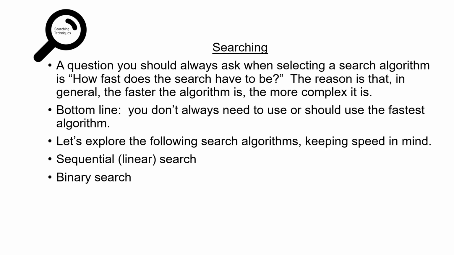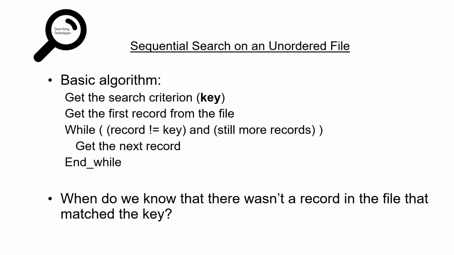Let's begin. We have what we call sequential search, which we somehow implement using linear search. When we say sequential, it is one after the other, one by one until you find the one you are looking for. So what is the basic algorithm? First, get the search criterion. What are you looking for? We call it the key. After that, get the first record from the file.